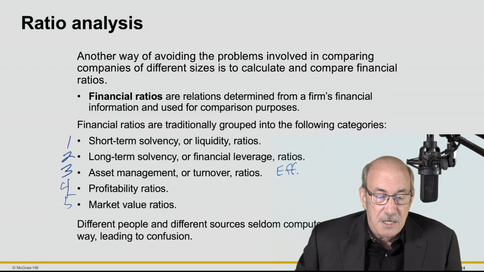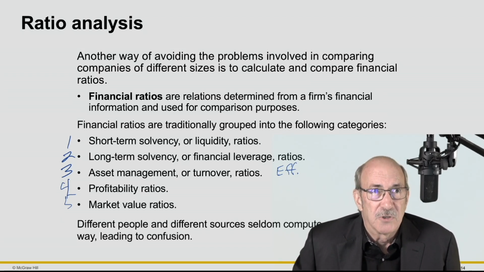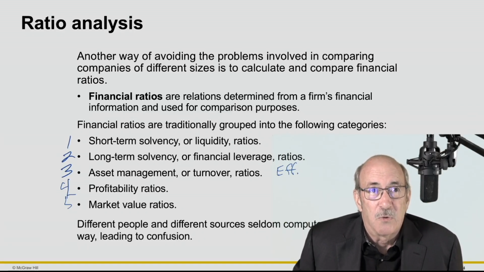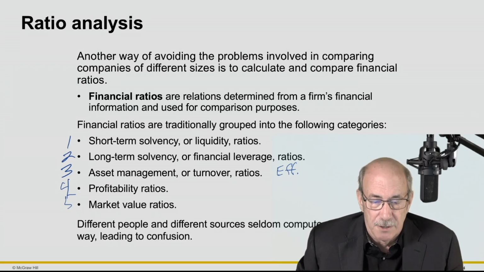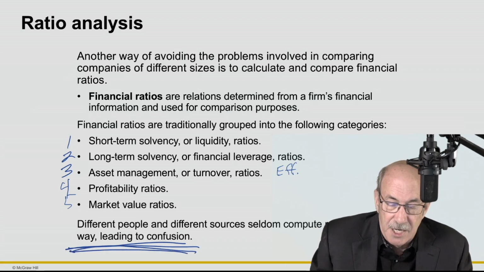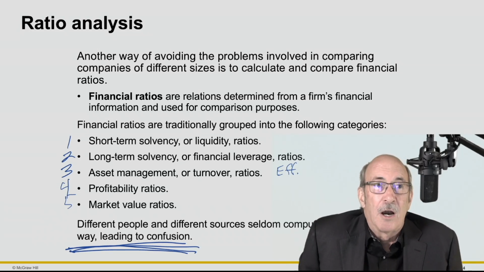So the categories 1 through 4 use accounting numbers. The 5th category actually blends market data with accounting data. One thing to note here, and this is important, depending upon who is calculating a particular ratio, there are different ways to do it.